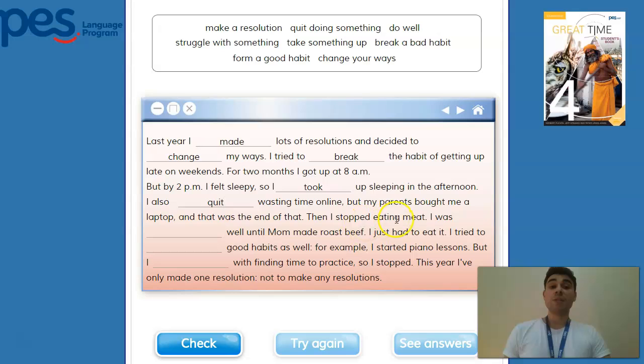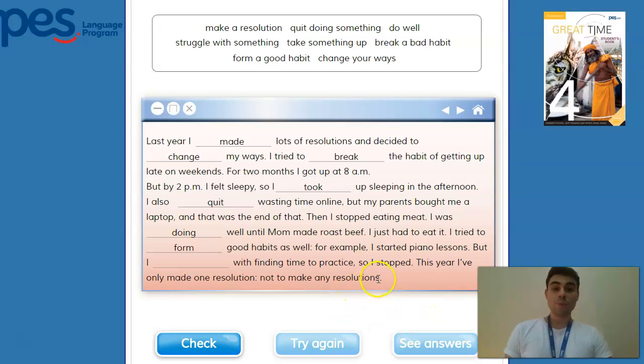Then I stopped eating meat. I was well. Remember, to do well. So I was doing well until Mom made roast beef. I just had to eat it. I tried to remember good habits. So we form good habits. So I tried to form good habits as well.